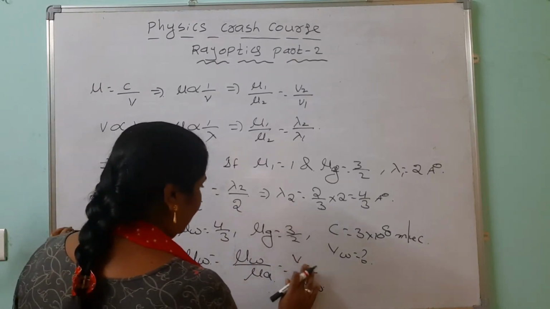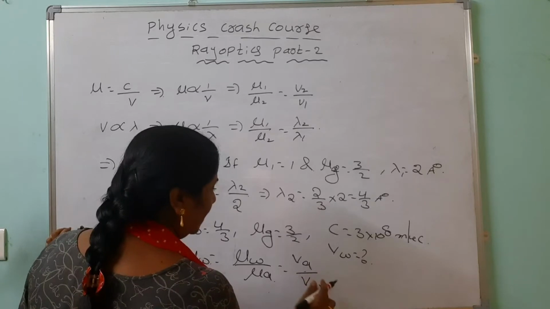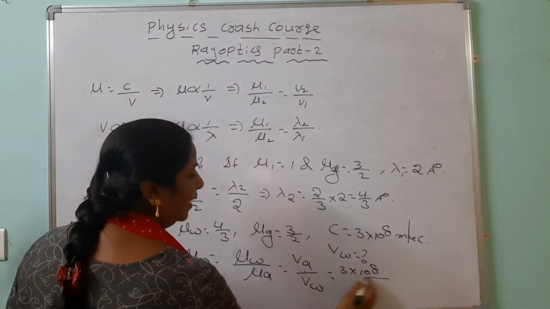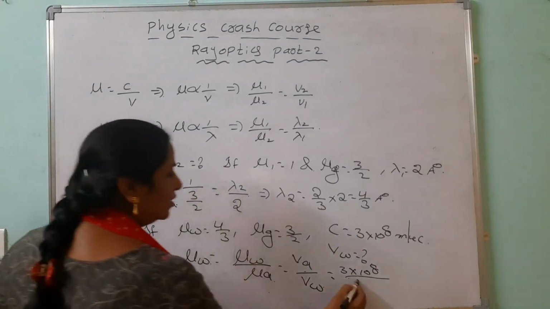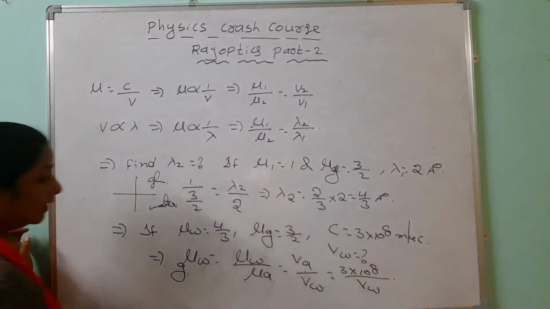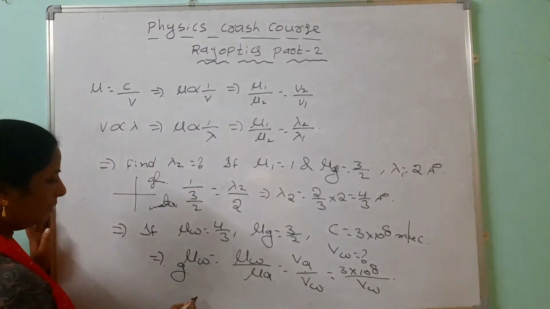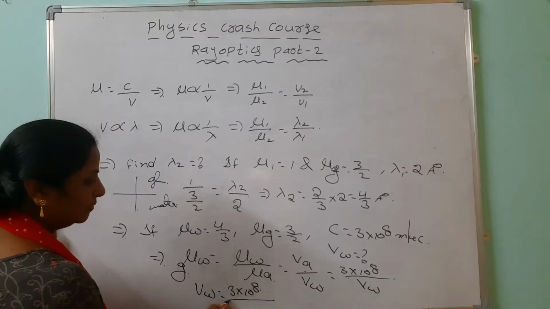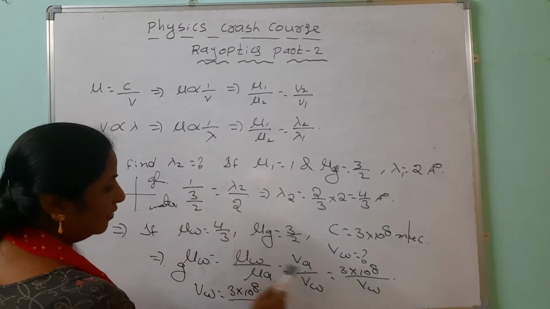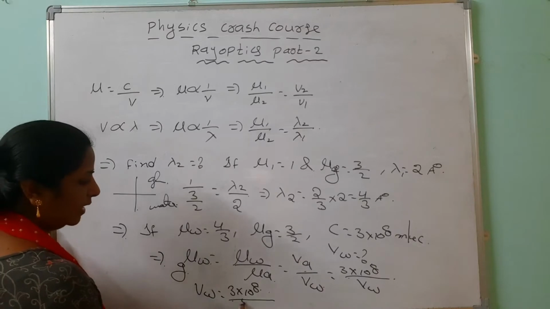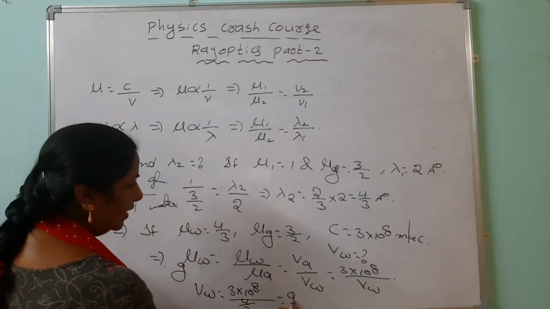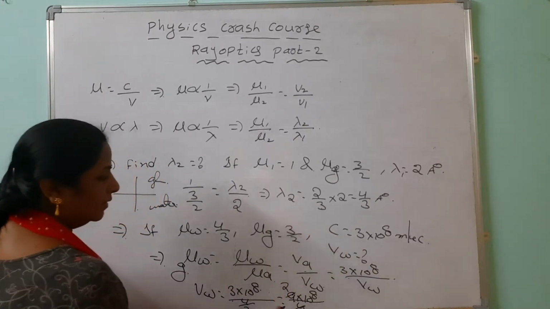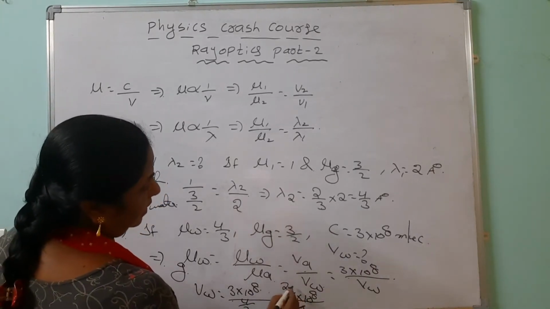Here, velocity in free space and velocity in water. You know this value is 3 into 10 to the power of 8. Then the velocity of light in water we should find out, not the velocity of water. So from this, VW equals how much? 3 into 10 to the power of 8 by, you know that the refractive index of water is 4 by 3. After simplification, 9 into 10 to the power of 8 by 4. 4 2s are 8.